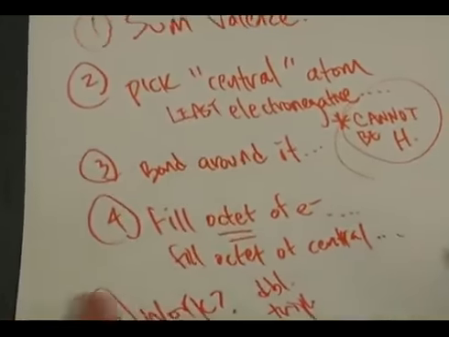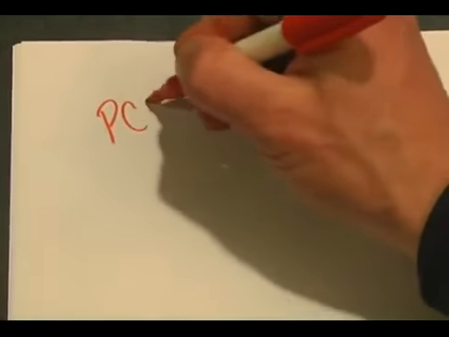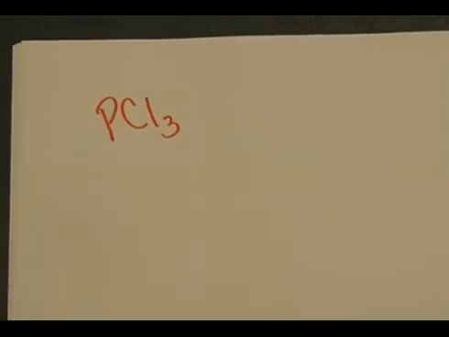So keep those 5 steps in mind. You've got them written down now. Put those off to the side and we'll refer to them as we do a whole bunch of examples following these rules, and let's start with something kind of simple. Let's start with PCl3. That's the first one we'll work with.